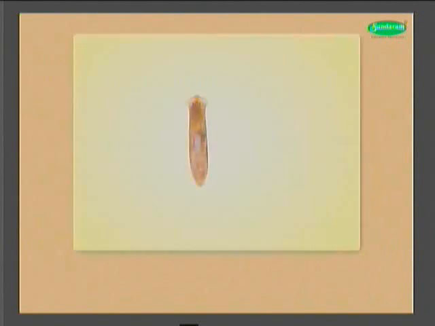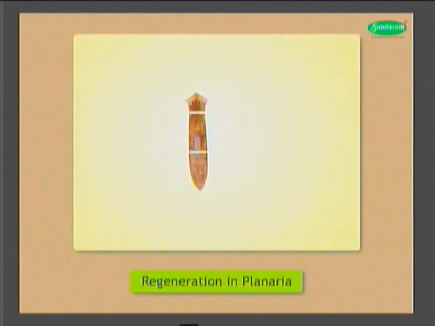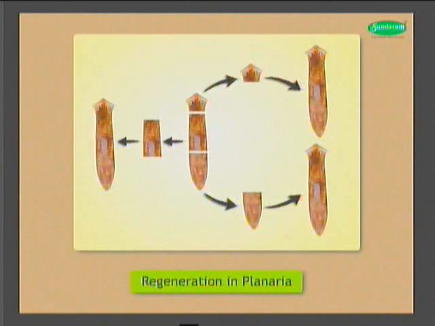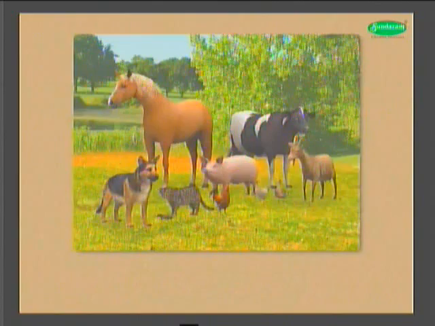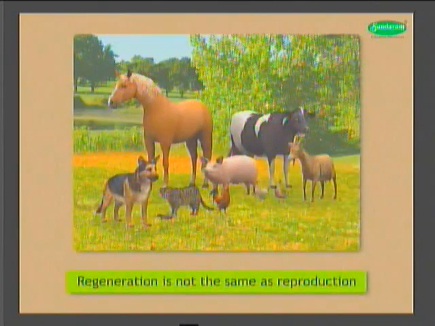For example, when planaria is cut into many pieces, each piece develops into a whole planaria. This process occurs only if the planarial body gets cut into pieces, but animals cannot wait for being cut up to reproduce, so regeneration is not the same as reproduction.